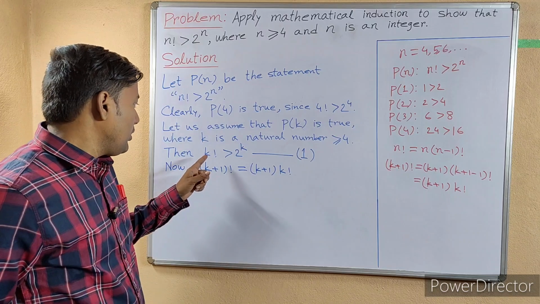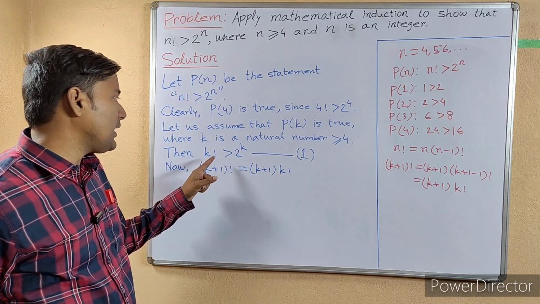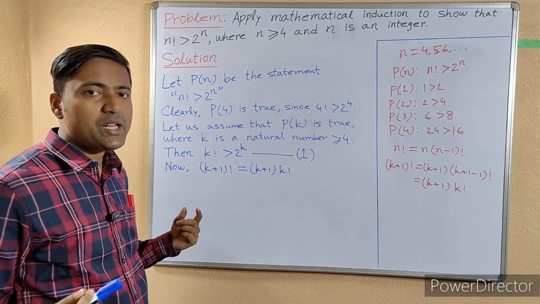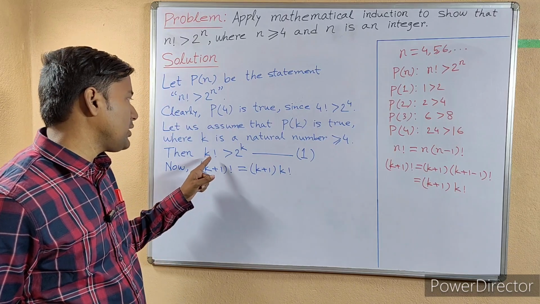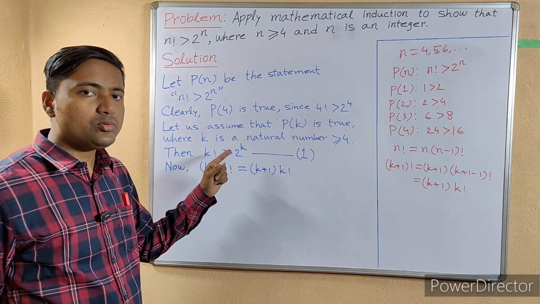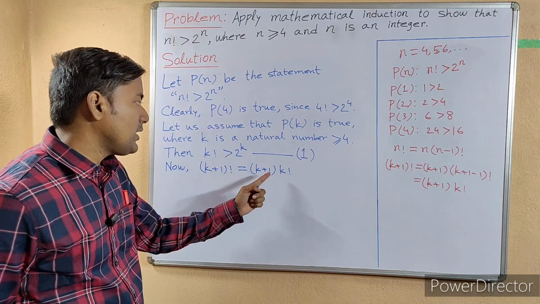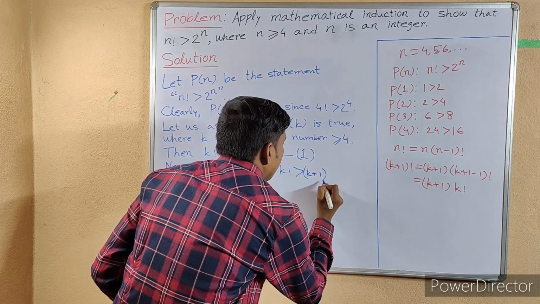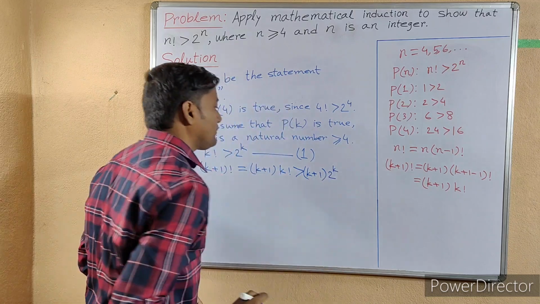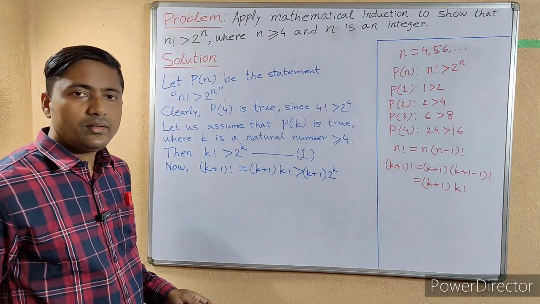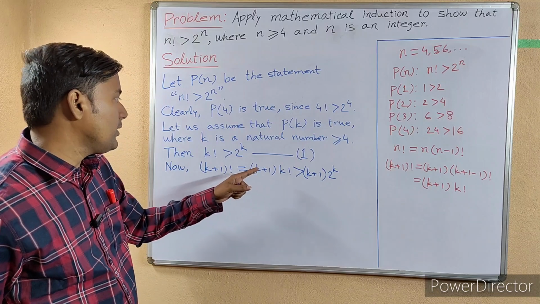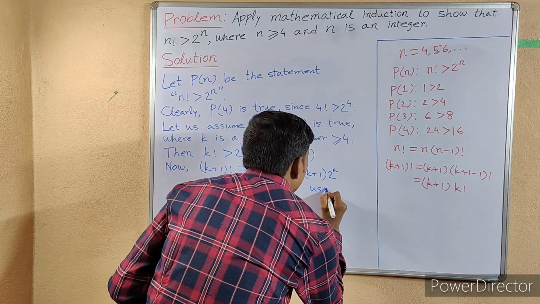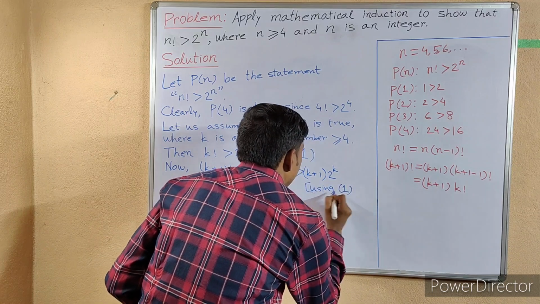Now from 1 we have factorial k greater than 2 to the power k. Multiplying both sides by k plus 1, we get k plus 1 into factorial k greater than k plus 1 into 2 to the power k. And this is obtained using 1.